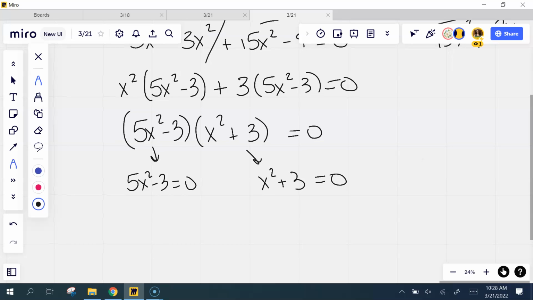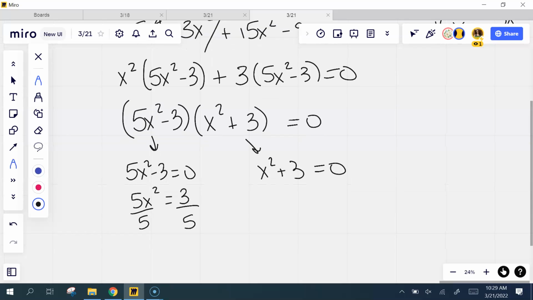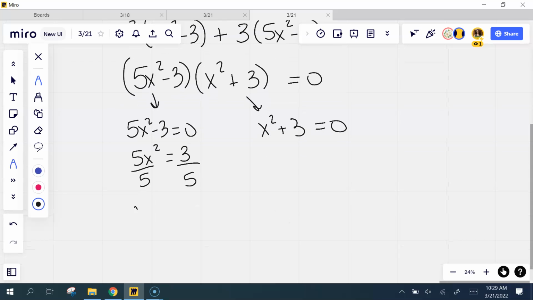We'll take the first one, the one on the left, first. What do I do? Add the 3. Should I square root now? No, divide by 5 first. That's exactly right. Ooh, this is going to be fun. Tell me what to do.